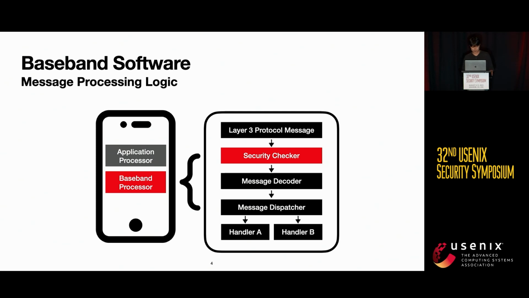This is a brief overview of how the processor handles layer 3 protocol messages. Messages are sent through the security checker, message decoder, and then the message dispatcher, which sends each message to its corresponding handler. What we aim to do here is to find vulnerabilities in the security checker.